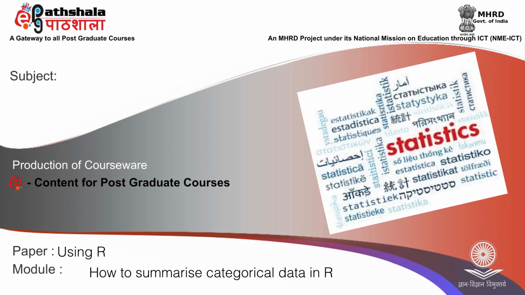So there are three basic things that we need to talk a little bit about. First of all, what is categorical data? What is meant by summarizing? And why is it important to summarize categorical data? And what about R for that matter?